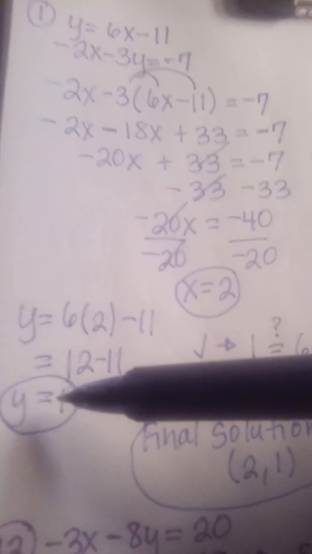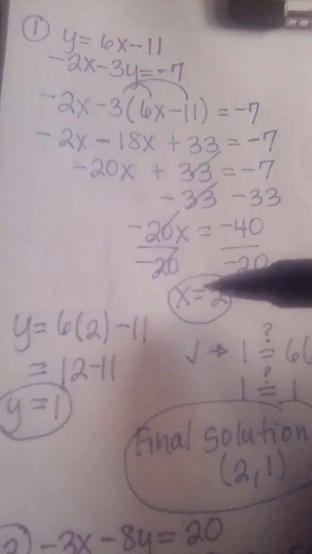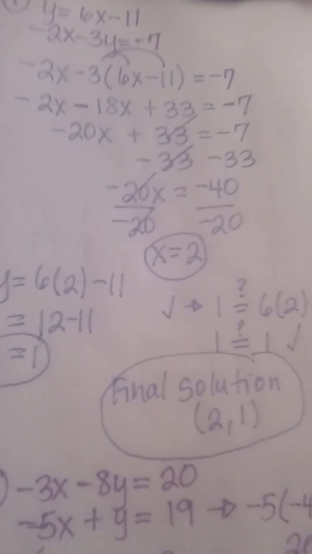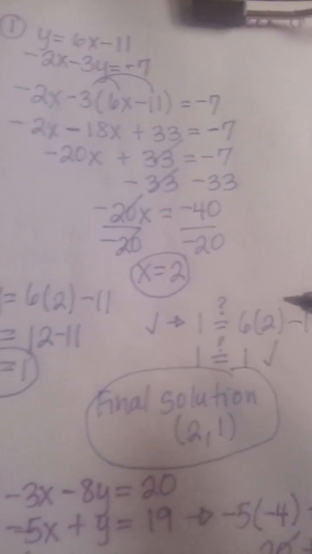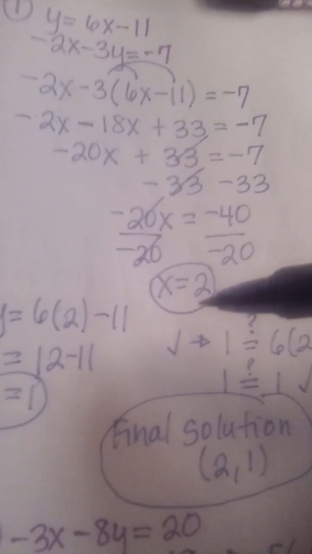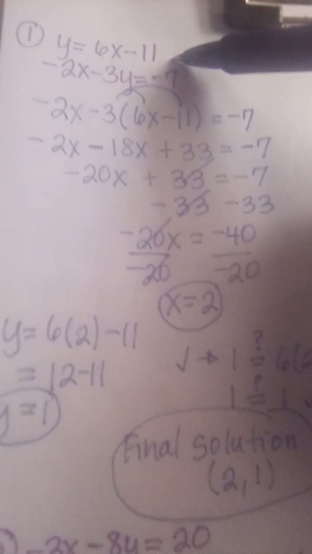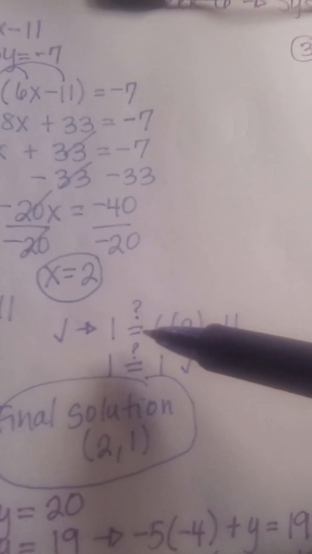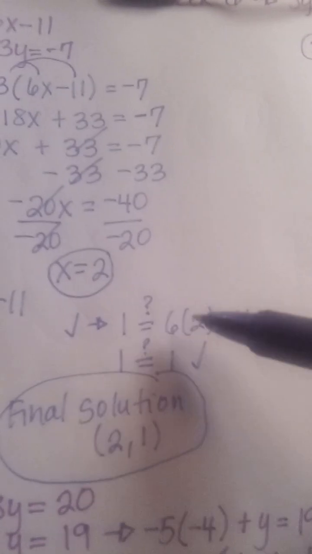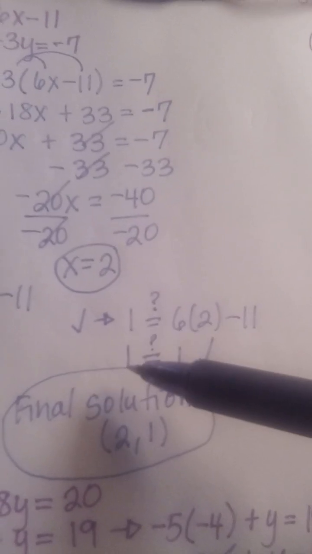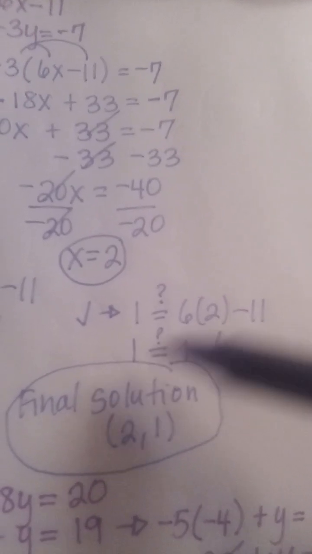Y equals 1. These two are perfect so far, and will give us a check to make sure it is correct on both sides. So I'm going to use one of the equations. I use the first one. We have 1 equals, question mark, 6 times 2 minus 11. Of course, the 1 will be left alone on the left side.